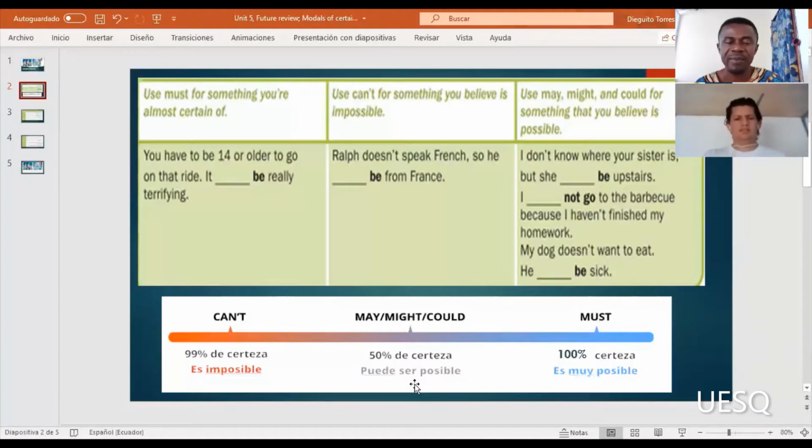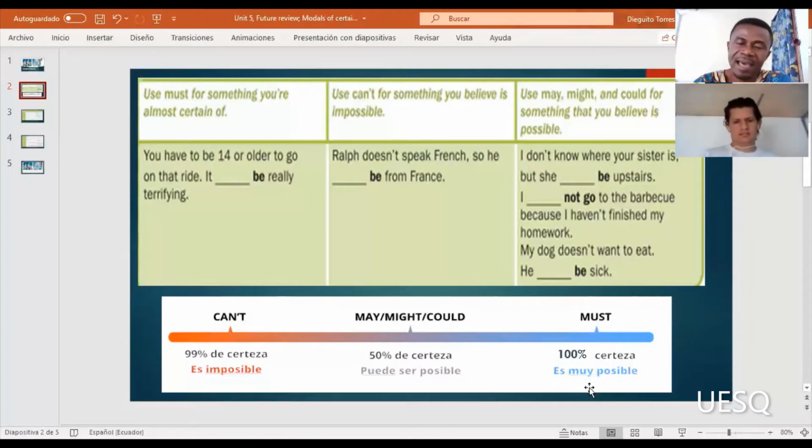Example, I may travel to Quito this weekend. Or I might go to the gym with my friend. Good. Or Maria could play in the game. Or Veronica could sing at the party. Good. So let's look at the other example with must.